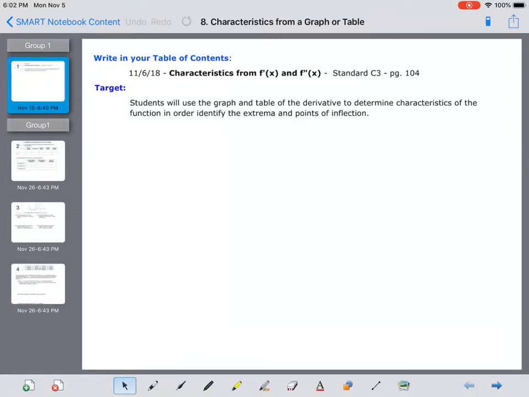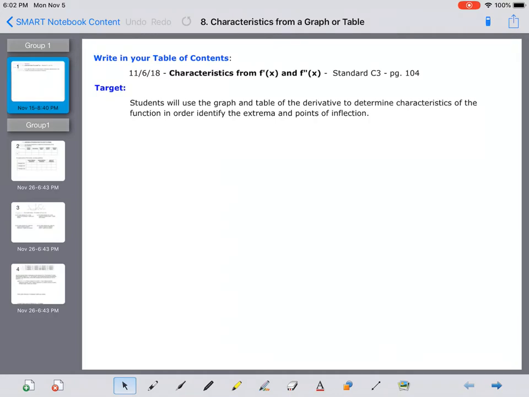Today's video is going to be looking at the graph or a table of f prime of x to determine what's going on with f. So we're going to use the graph of the derivative and use that to help us determine what the characteristics of our function are going to look like. So in your table of contents, this is just characteristics from f prime and f double prime.